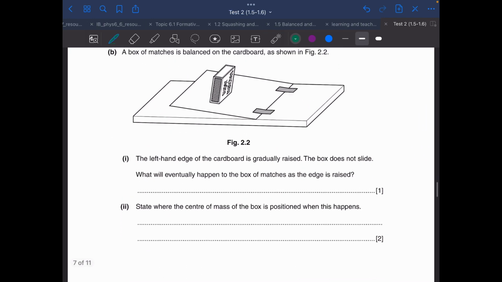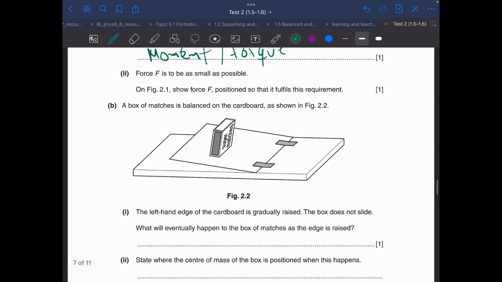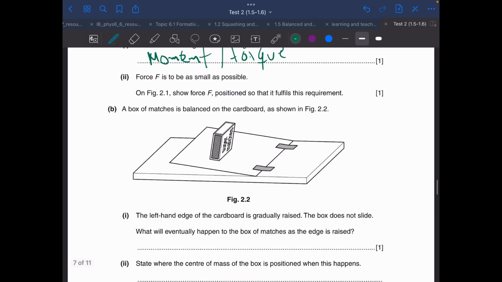Then letter B. A box of matches is balanced on the cardboard as shown in the figure. The left-hand edge of the cardboard is gradually raised. The box does not slide. What will eventually happen to the box of matches if the edge continues to be raised? Well, eventually it will flip, right? It will topple, it will fall.